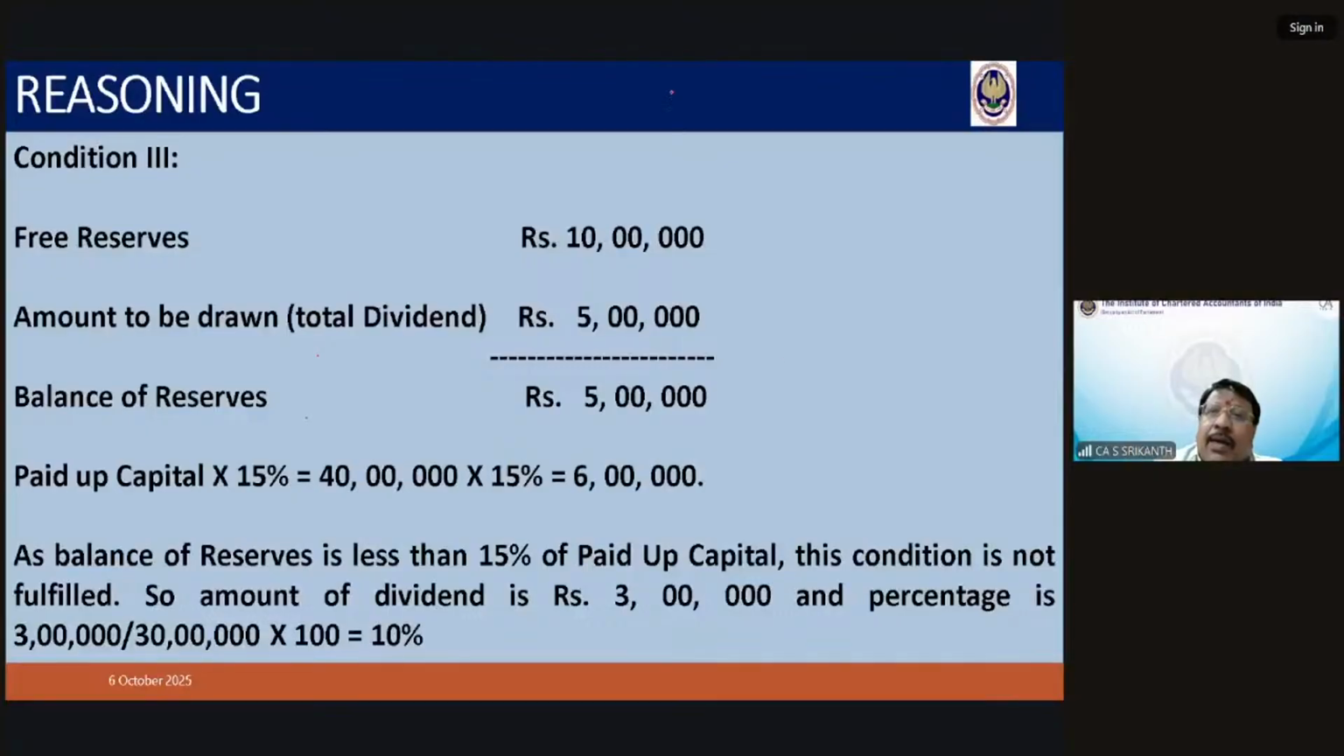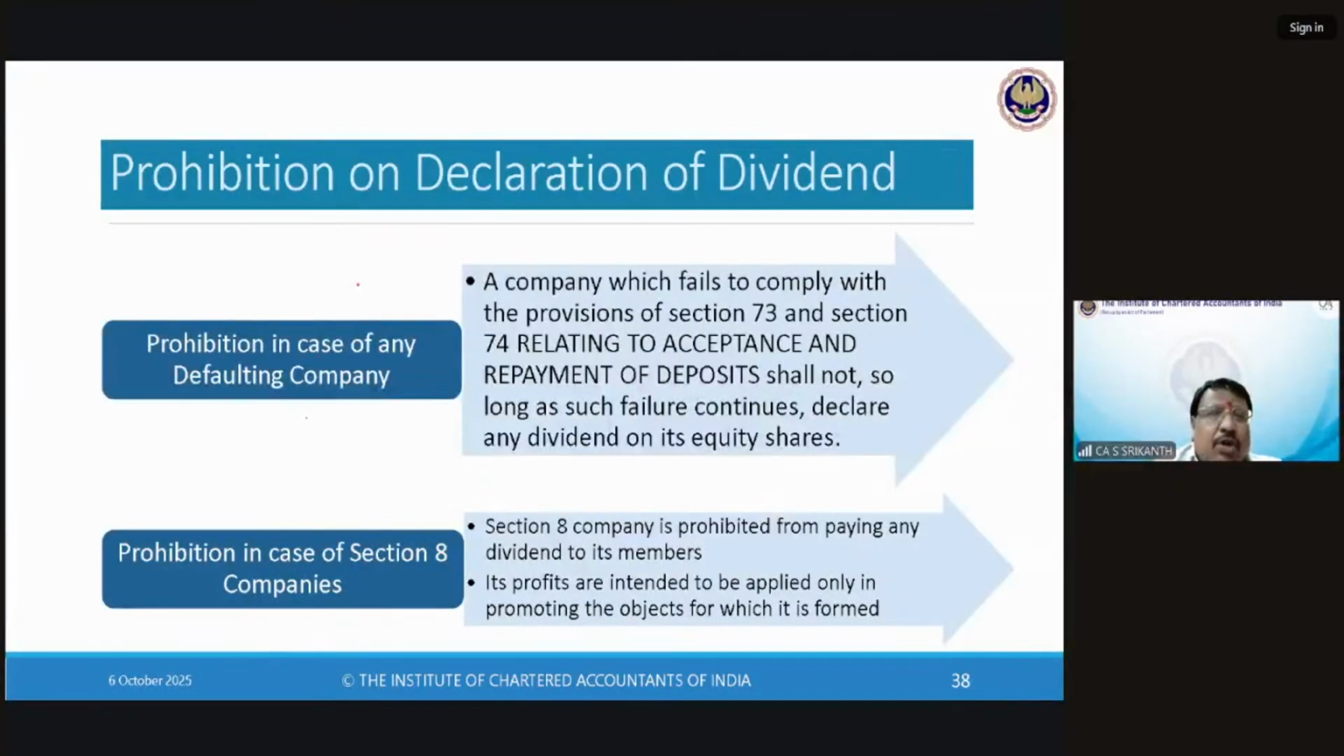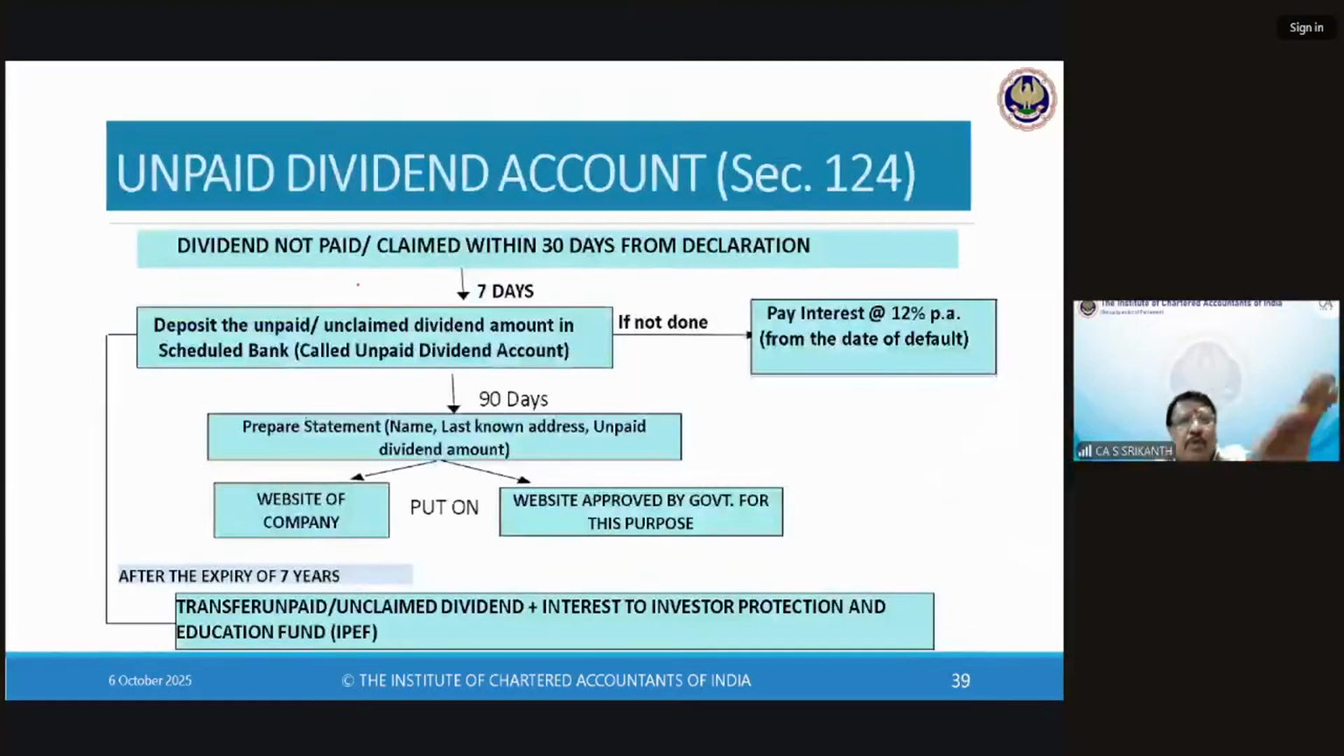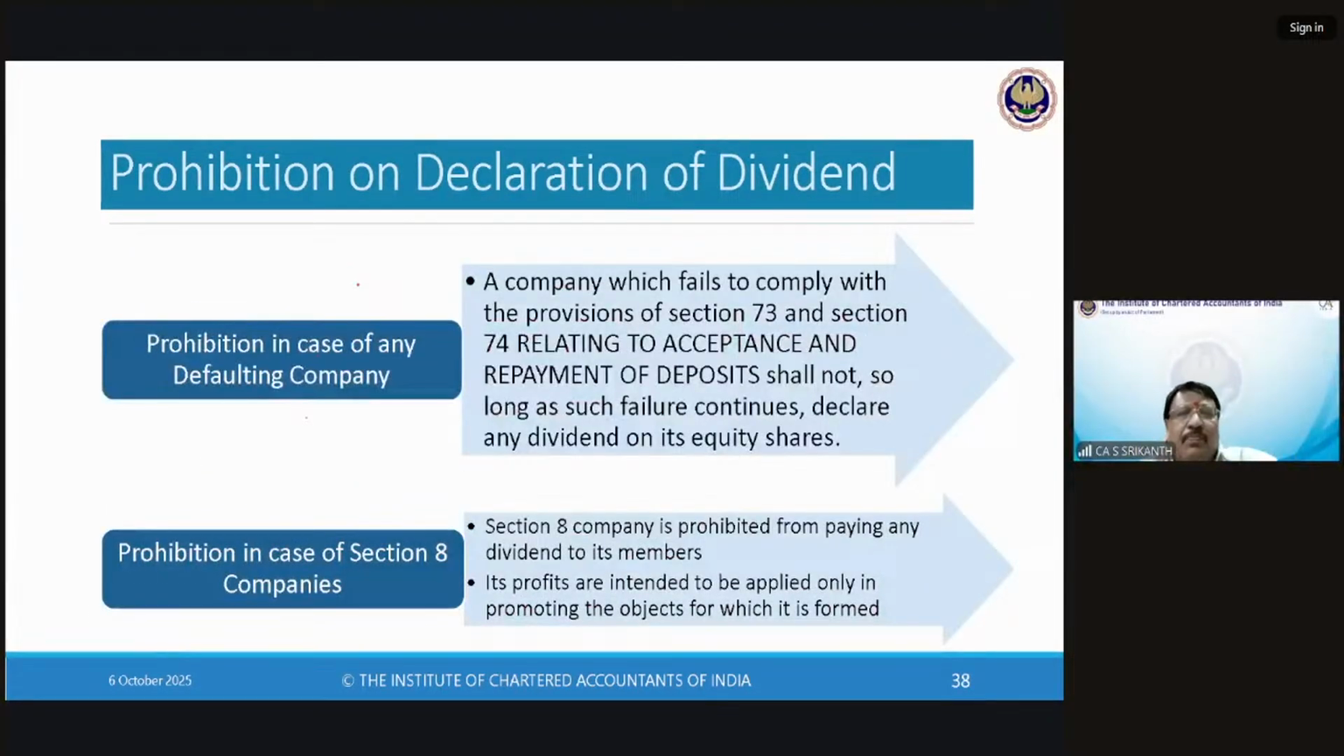Stop here and go for multiple choice questions. Maybe I'll just go for this and then stop. We won't go to unpaid dividend today. We'll take it up tomorrow. We'll stop here. Certain companies cannot declare a dividend.